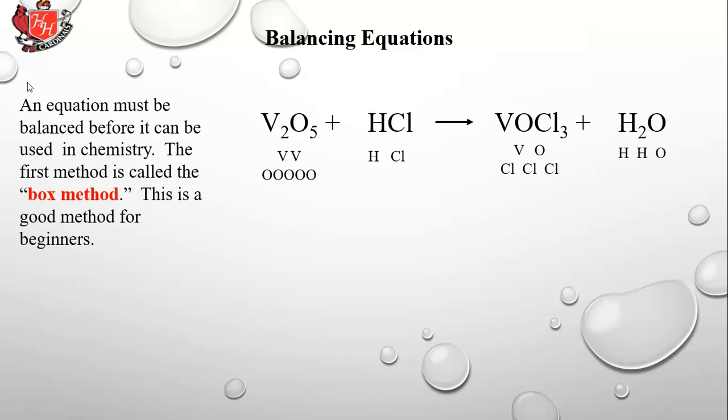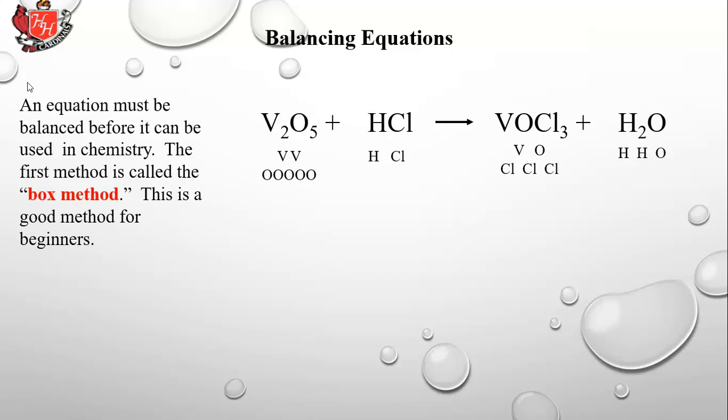The first method is called the box method. This is a good method for beginners. So what you do is you take this chemical reaction up above, and you break each of the atoms into separate letters. So the first compound there is V2O5, so you create 2 V's and 5 O's. HCl, hydrochloric acid, you create an H and a Cl.